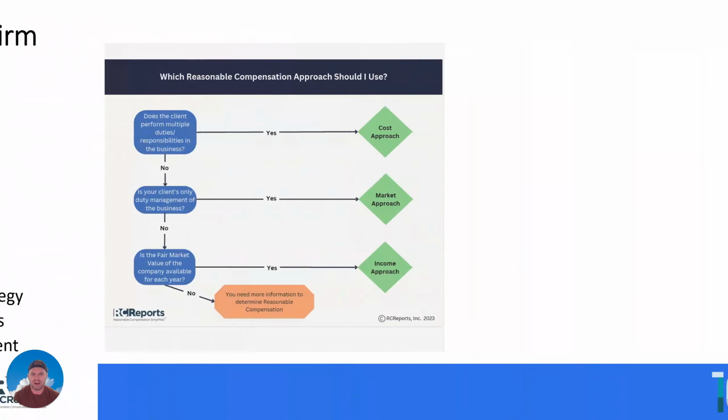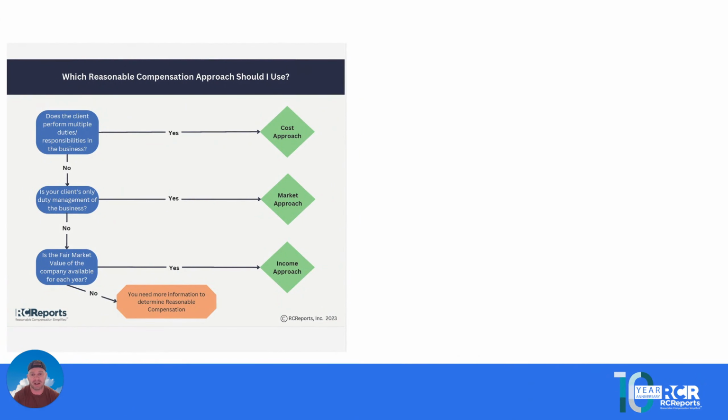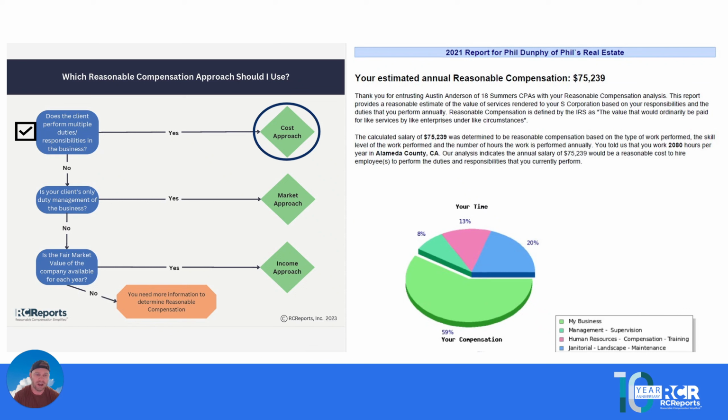Now, calculating reasonable compensation for Phil, a lot happened this year. But let's go through our decision tree. All we need to focus on is the fact that he performs a variety of roles within the company. We're going to use the cost approach. And here is his reasonable compensation report.